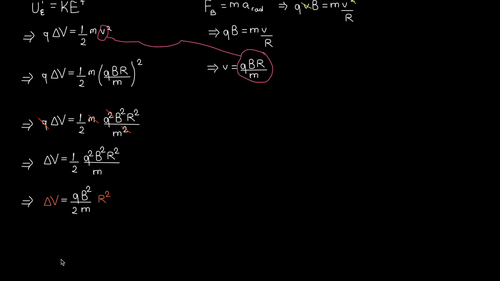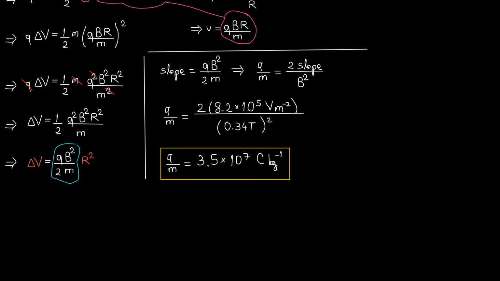So we can see that if we plot delta V against R squared, the slope of the best fit line will be equal to Q times B squared divided by 2M. So this is our slope. Now we can solve for the charge to mass ratio and substitute the numerical values. We get Q divided by M equals 3.5 times 10 to the 7th coulombs per kilogram.